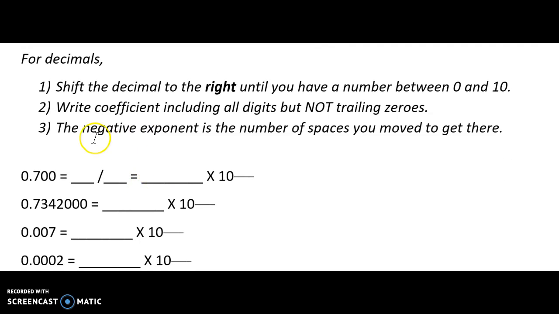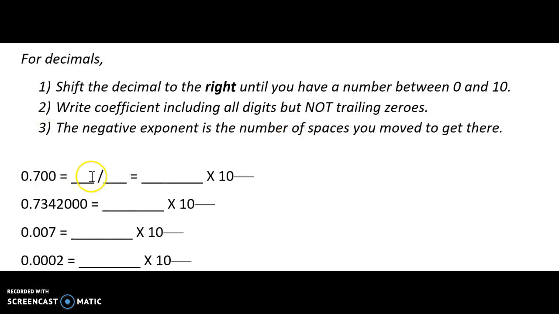So the general procedure for decimals is to shift the decimal to the right until you have a number between 0 and 10. That's your coefficient. Write that number, including all the digits, but no trailing zeros, and then the negative exponent is the number of spaces you moved to the right.